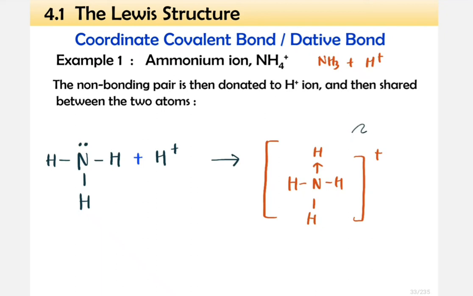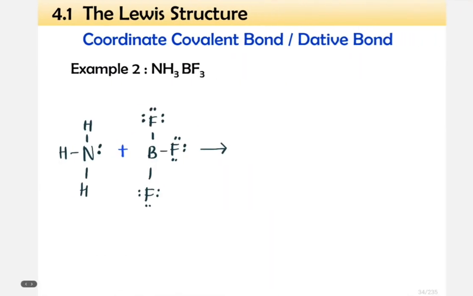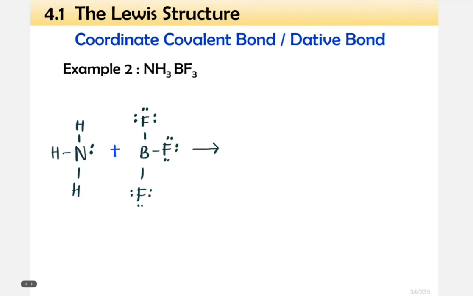Okay. Jadi ini adalah dative bond. Okay. Jadi itu je beza dia. Alright. So settle satu. Okay. Next NH3BF3. So boleh salin dulu the Lewis structure for NH3 and BF3.